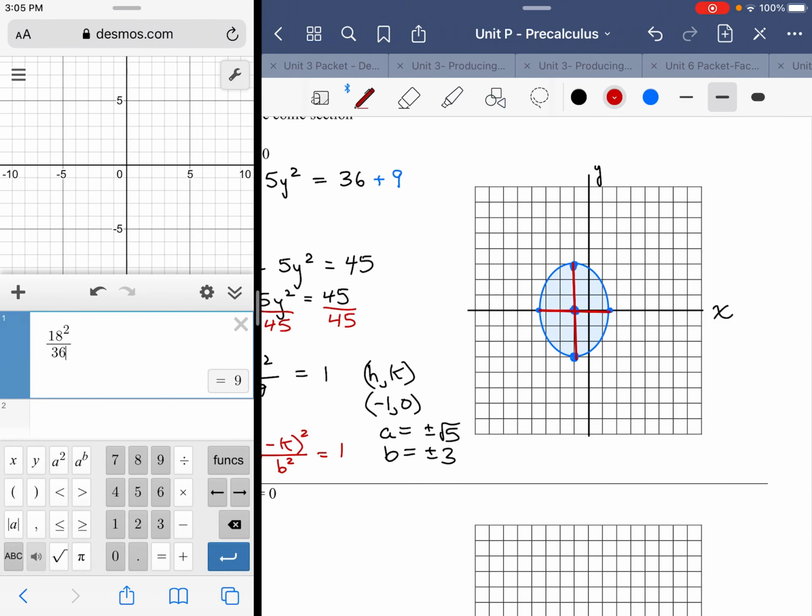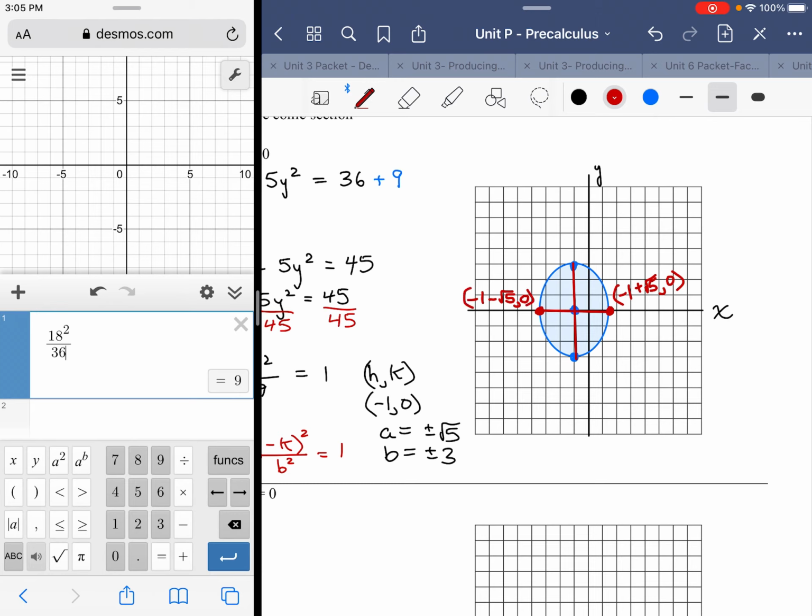All right, but from the center, it looks like in order to get the two endpoints here, we're increasing the x value by radical 5. So this point would be -1 plus radical 5, comma 0. This point would be -1 minus radical 5, comma 0.